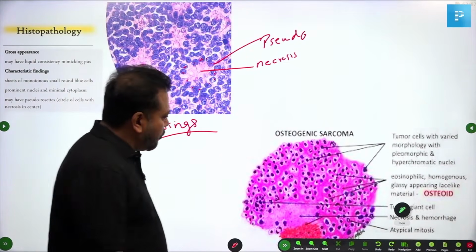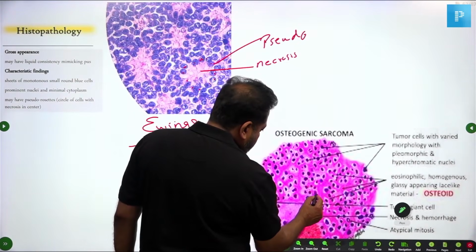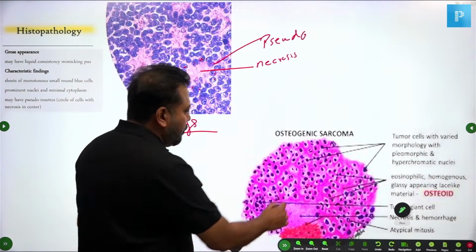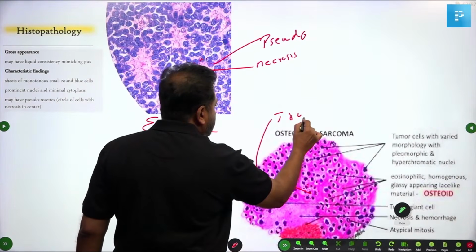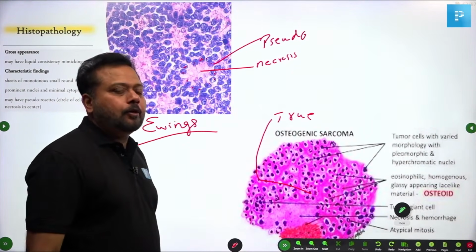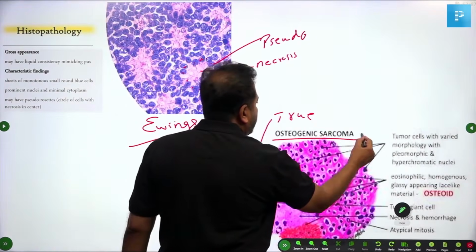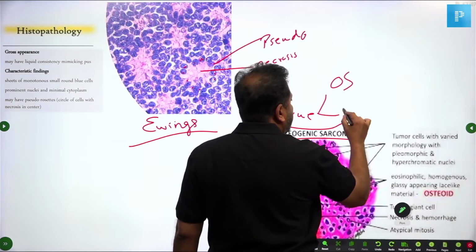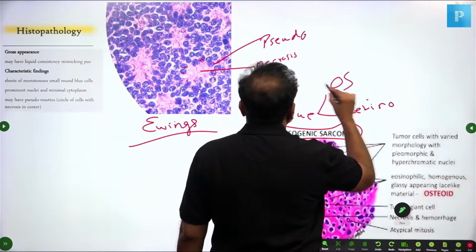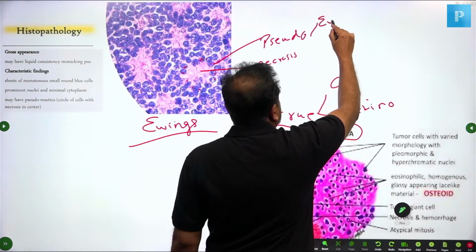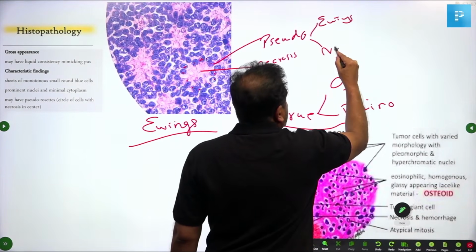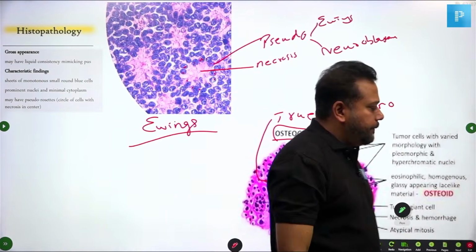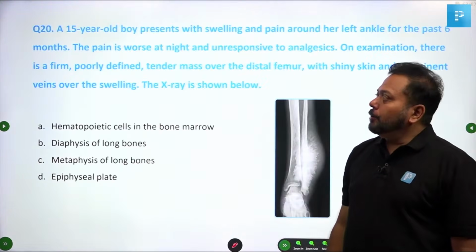In osteogenic sarcoma, you see here it is like a rosette, but in the center there is no necrotic tissue. So this is called true rosette. Whenever the word true rosette comes, it is osteogenic sarcoma or retinoblastoma. Pseudo rosette is seen in Ewing sarcoma and neuroblastoma. These are all very standard NEET PG and INI-CET questions. We'll move on to question number 20.